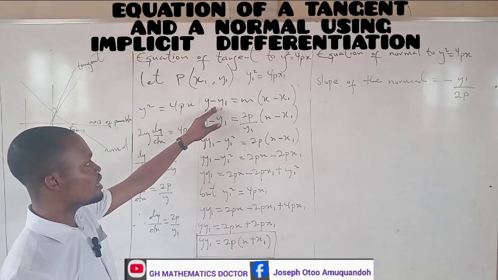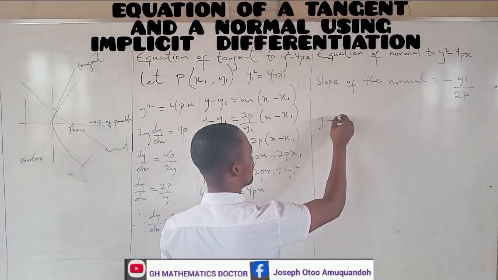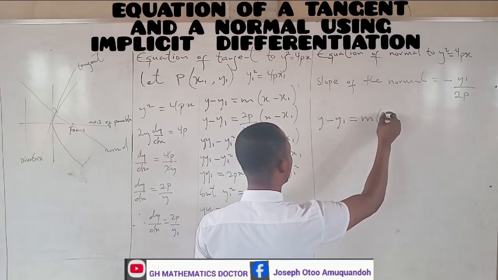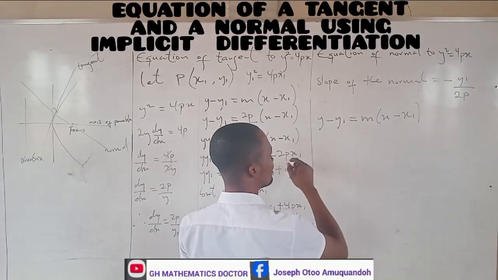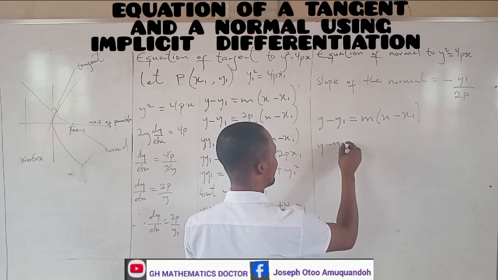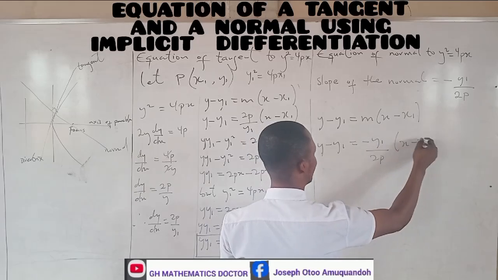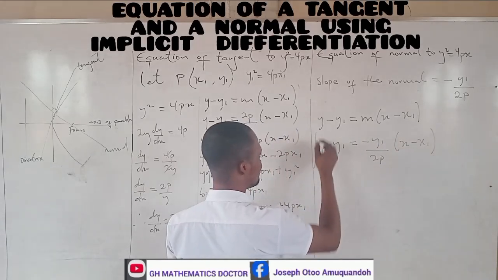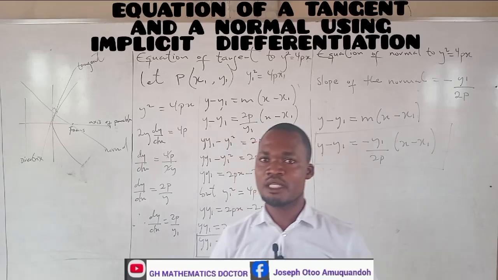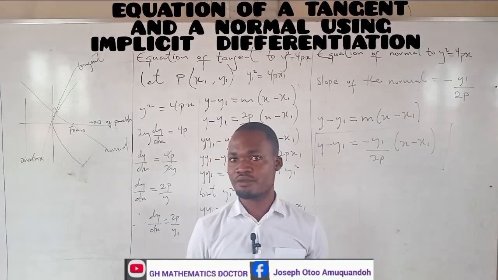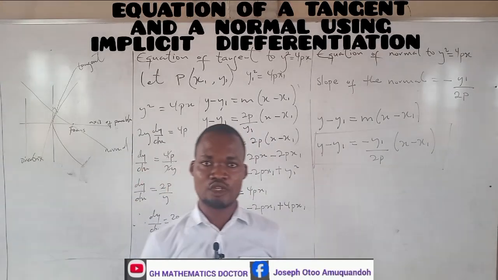Using the standard equation of a straight line, you substitute: y minus y1 equals m into bracket x minus x1. Our gradient here is negative y1 over 2p, so we have y minus y1 equals negative y1 over 2p multiplying x minus x1, and this gives you the equation of the normal. Follow these steps and also try to work out the rest of the orientations and their corresponding equations of the tangent and the normal.